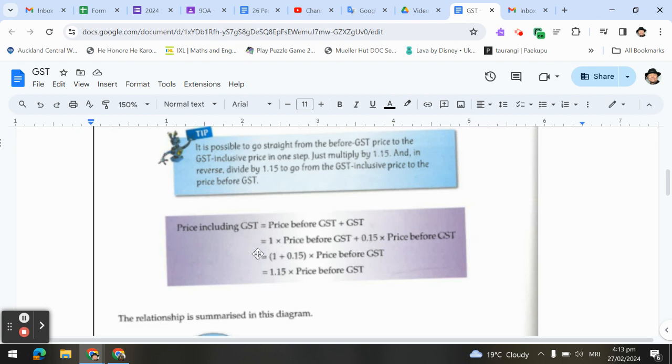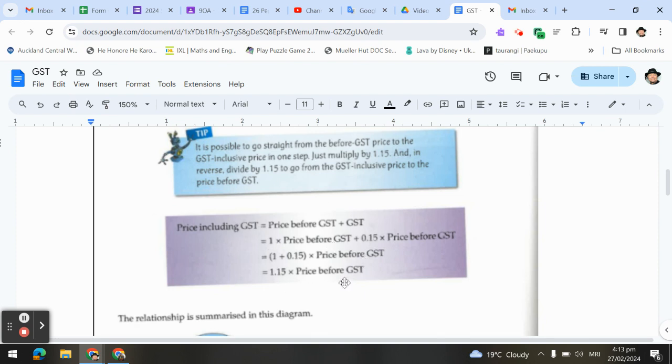Okay? And here's a nice little summary. The price including GST is the price before GST plus that goods and services tax. And that's going to be equal to 1 times the price before GST plus 0.15 times the price before. And that's 1 plus 0.15, and that's where the 1.15 came from. Times that by the price before GST to get the price including.